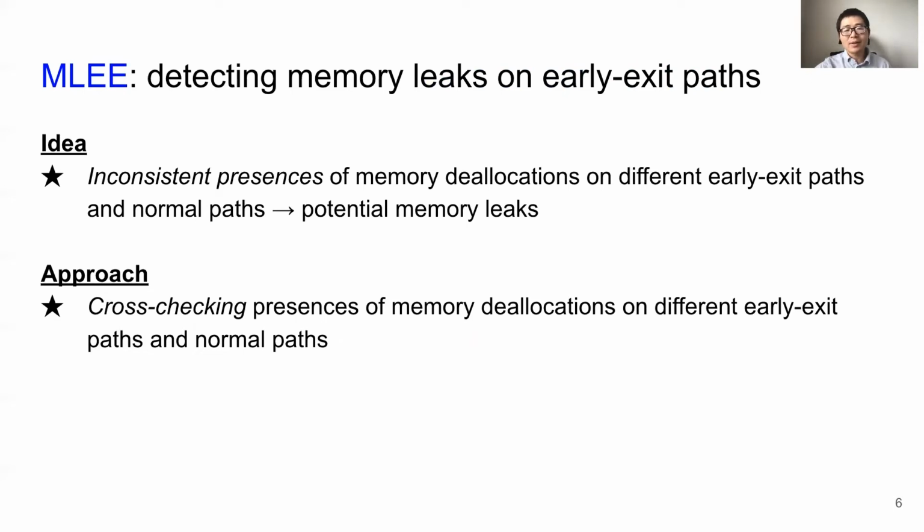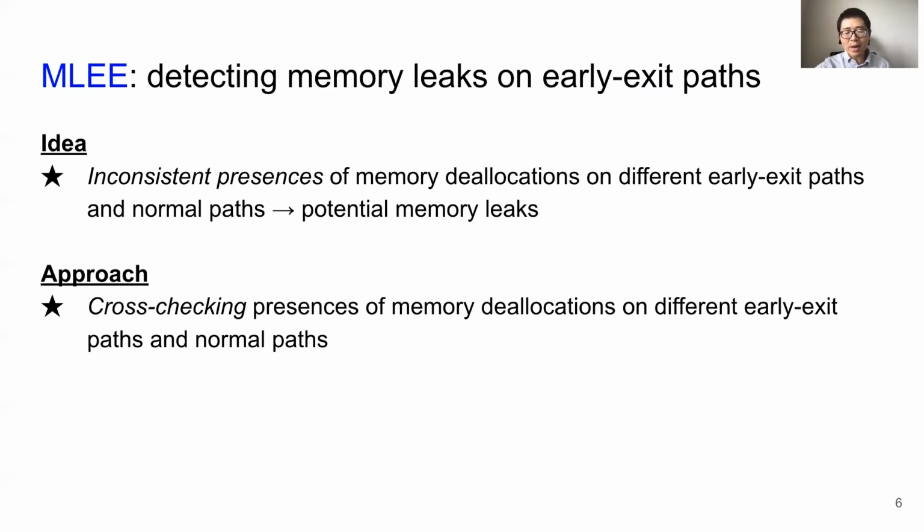Based on this observation, we develop MLEE, a static memory leak detector, to find memory leaks on early exit paths. The idea of MLEE is inspired by our study of early exit paths in operating system kernels. Specifically, we found that the inconsistencies of memory deallocations showing up on different early exit paths and normal paths usually indicate potential memory leaks. Therefore, it is possible to detect memory leaks on early exit paths by cross-checking the presence of memory deallocation on different early exit paths and normal paths. This is the high-level idea and approach of MLEE.